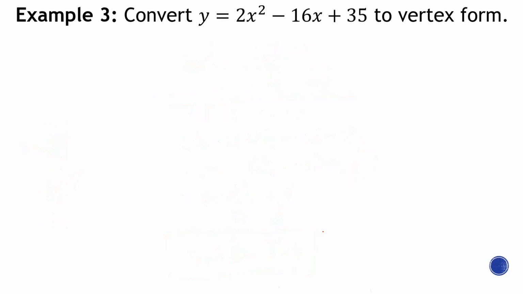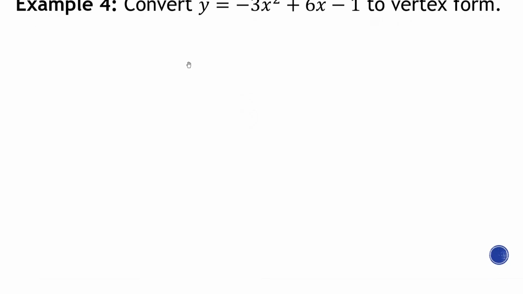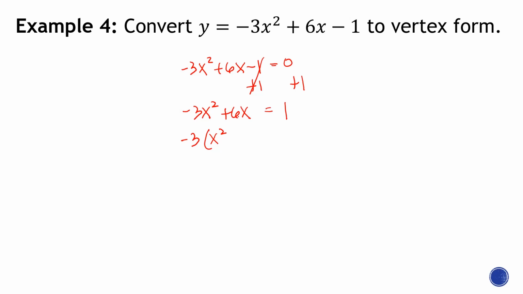Next, let's go to the last example. We have here negative 3x squared plus 6x minus 1 equals 0. Again, I will add 1 on both sides. So this will be negative 3x squared plus 6x equals 1. And then we will factor this out. This is negative 3 times x squared, 6 divided by negative 3 is negative 2x plus c equals 1 minus 3c.